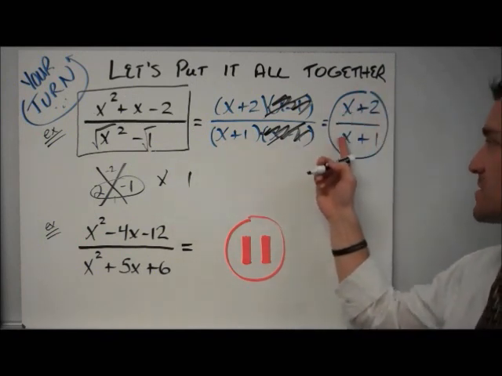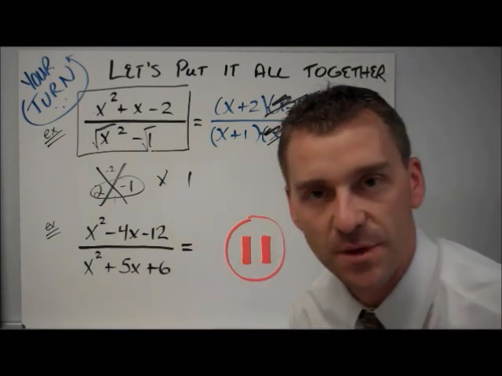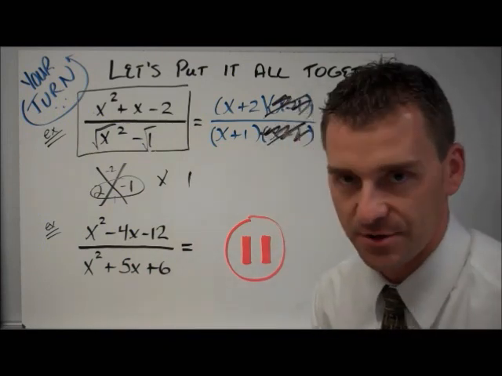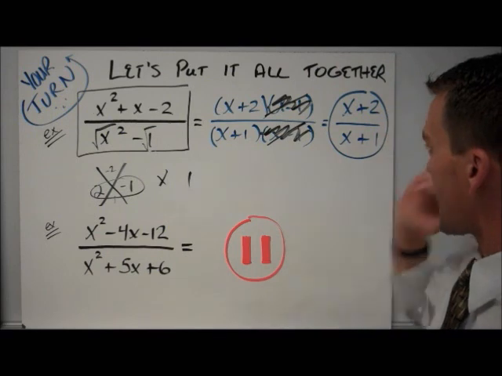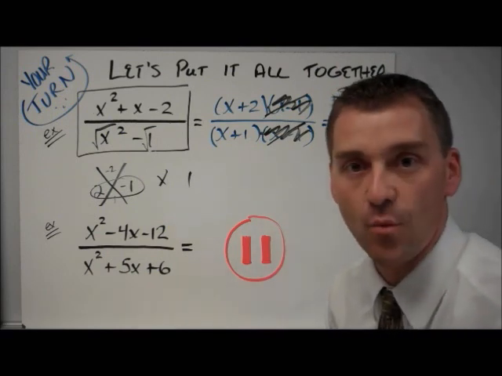I cannot take the x's and cross them off because there's nothing there that's being multiplied. They're not factors. So you can't do that. So x plus 2 over x plus 1, and we are done.